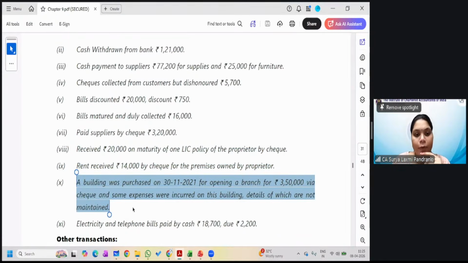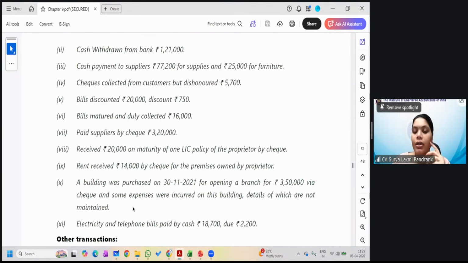And then the next point is about a building purchased on 30/11 for opening a branch for 3,50,000, which means a building was purchased for 350, and the amount was paid by check, which means bank. Some expenses were incurred on this building, details of which are not maintained, which means whatever expenses you have incurred on this building, we don't have the record of it. So can we calculate in another way? We will try to see when we are doing the account, if we have a balancing figure left out, then we can take that. So we will see that when we are doing the problem.